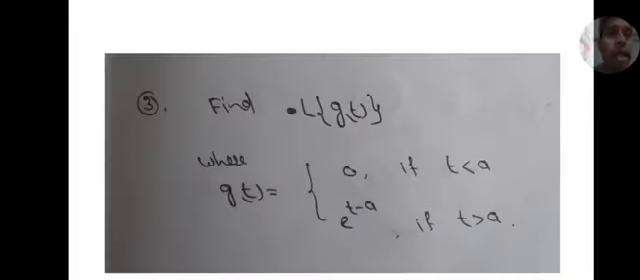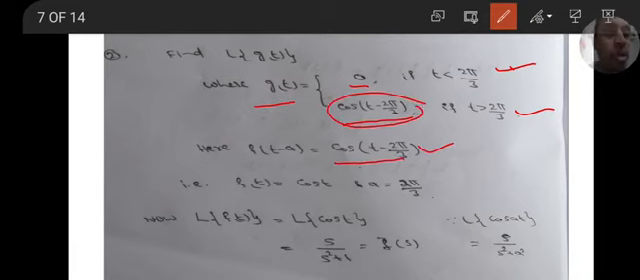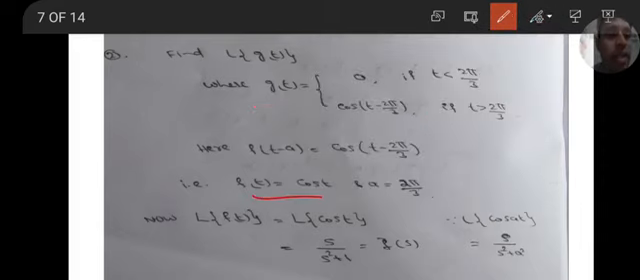Second problem. Find L of g of t where g of t equal to 0 if t is less than 2 pi by 3, cos of t minus 2 pi by 3 if t is greater than 2 pi by 3. So here f of t minus 2 pi by 3 equal to cos of t minus 2 pi by 3 is given. So f of t equal to cos t. In place of t minus 2 pi by 3 you have to substitute t, cos t. a equal to 2 pi by 3. So f of t equal to cos t.